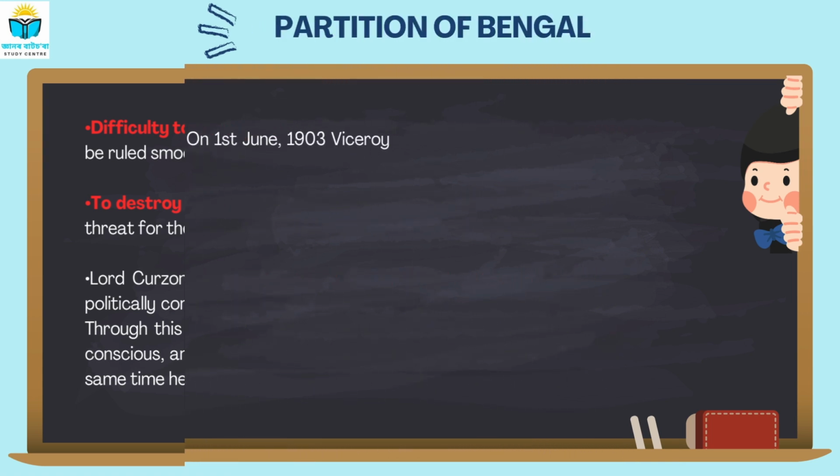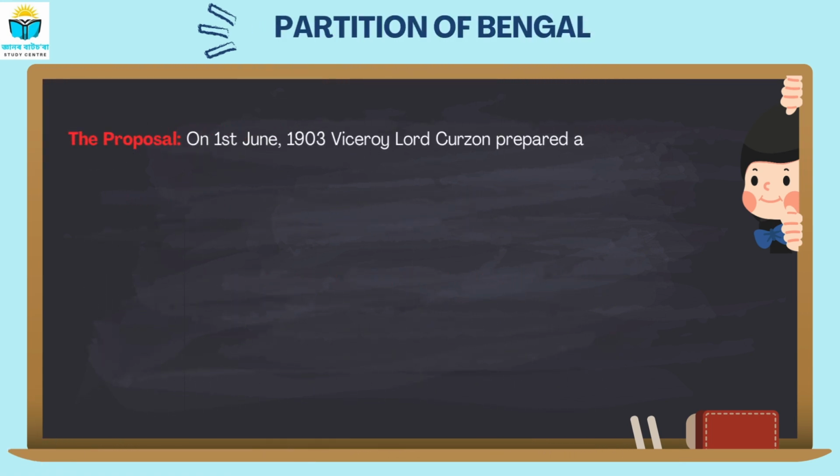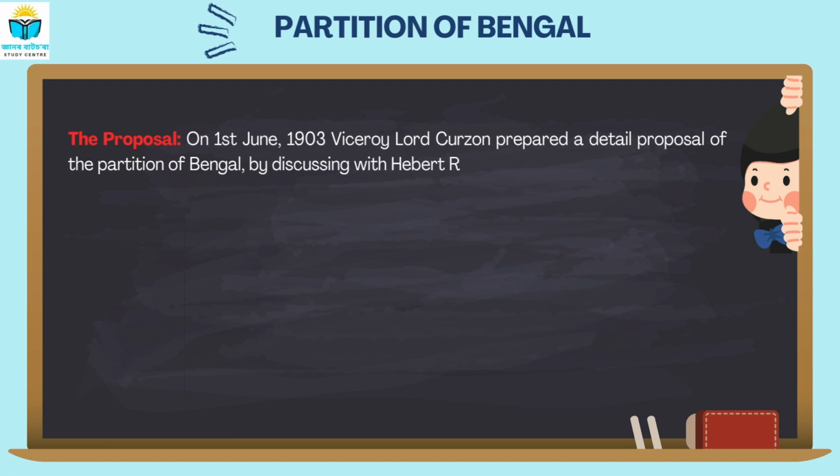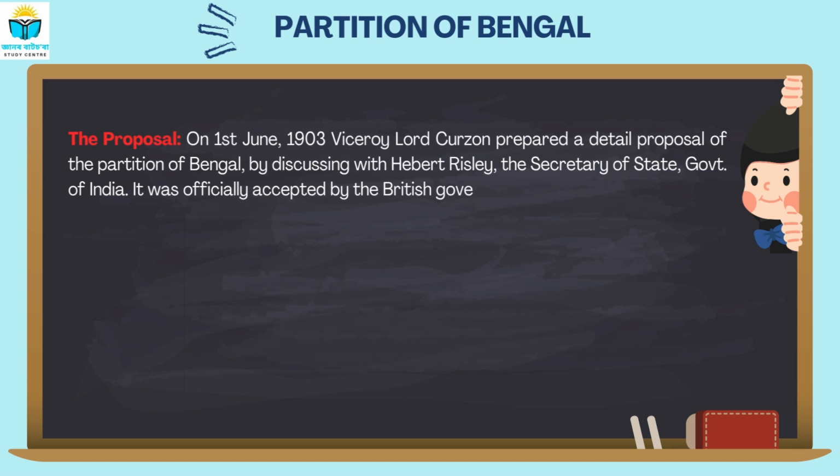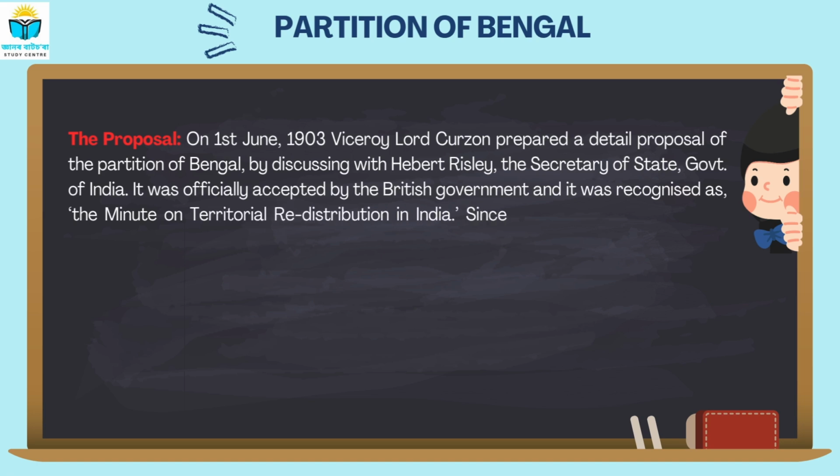Partition of Bengal. Let's now understand how the Partition of Bengal was officially proposed and implemented by the British. The proposal. On 1st June 1903, Viceroy Lord Curzon prepared a detailed proposal for the Partition of Bengal after discussions with Herbert Risley, the Secretary of State, Government of India. It was officially accepted by the British government and was recognized as the Minute on Territorial Redistribution in India.